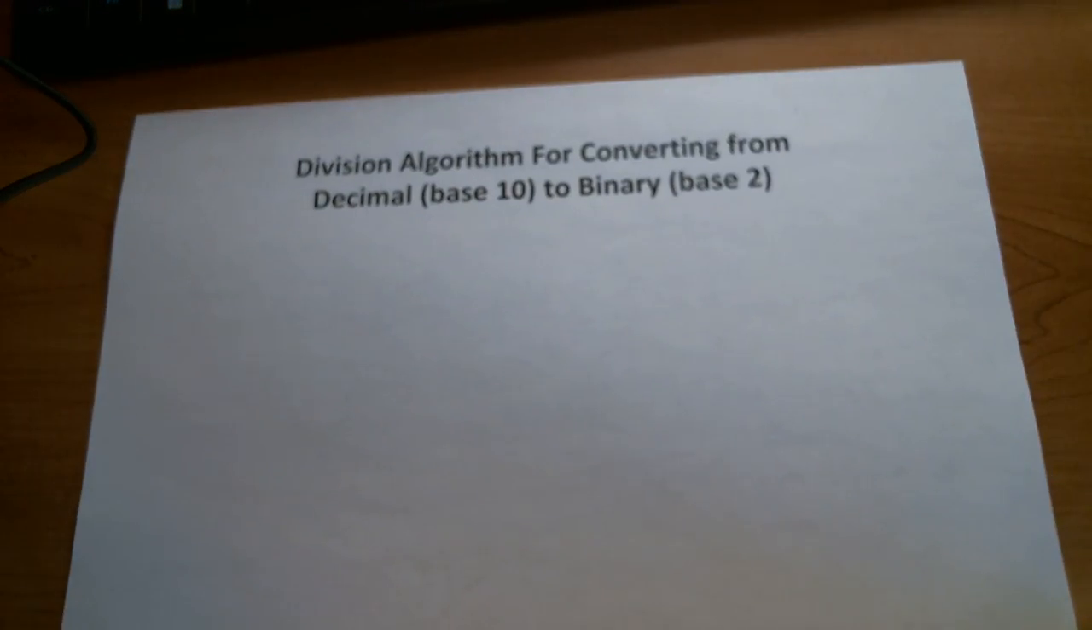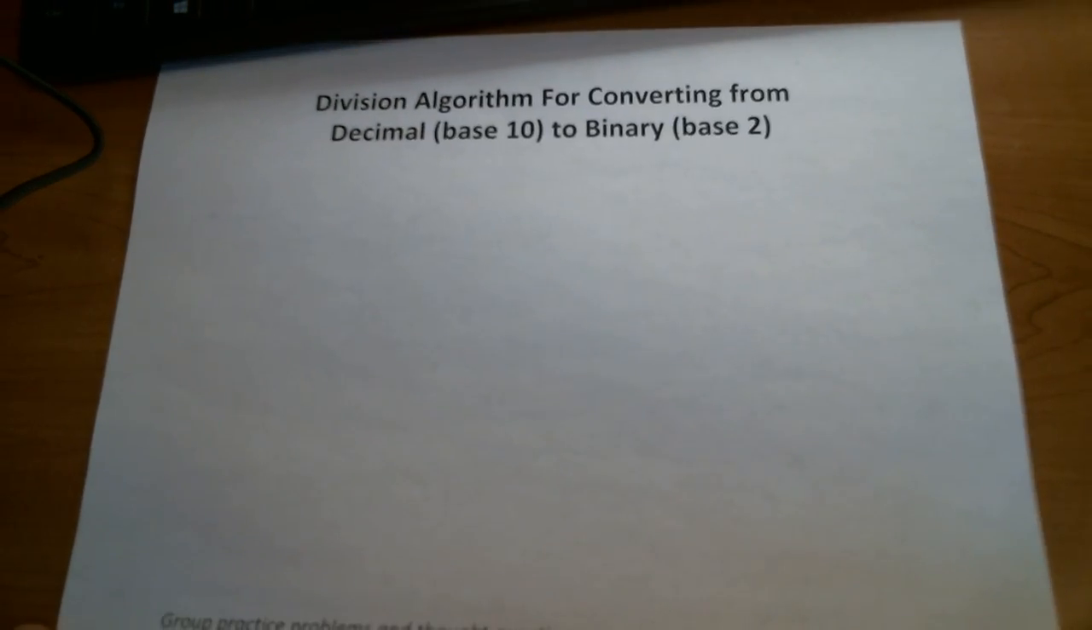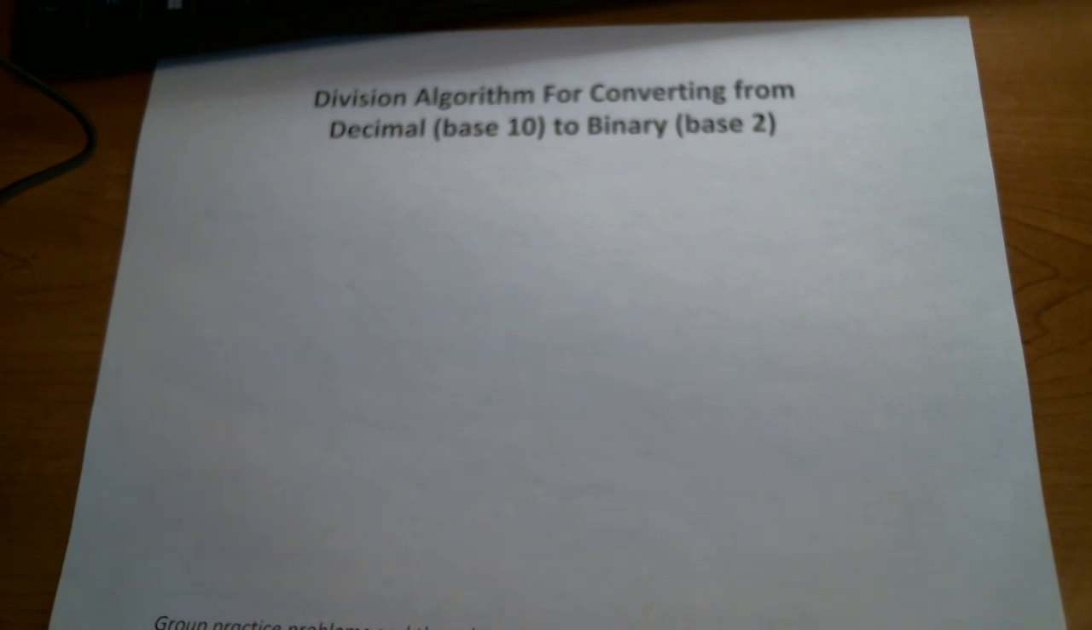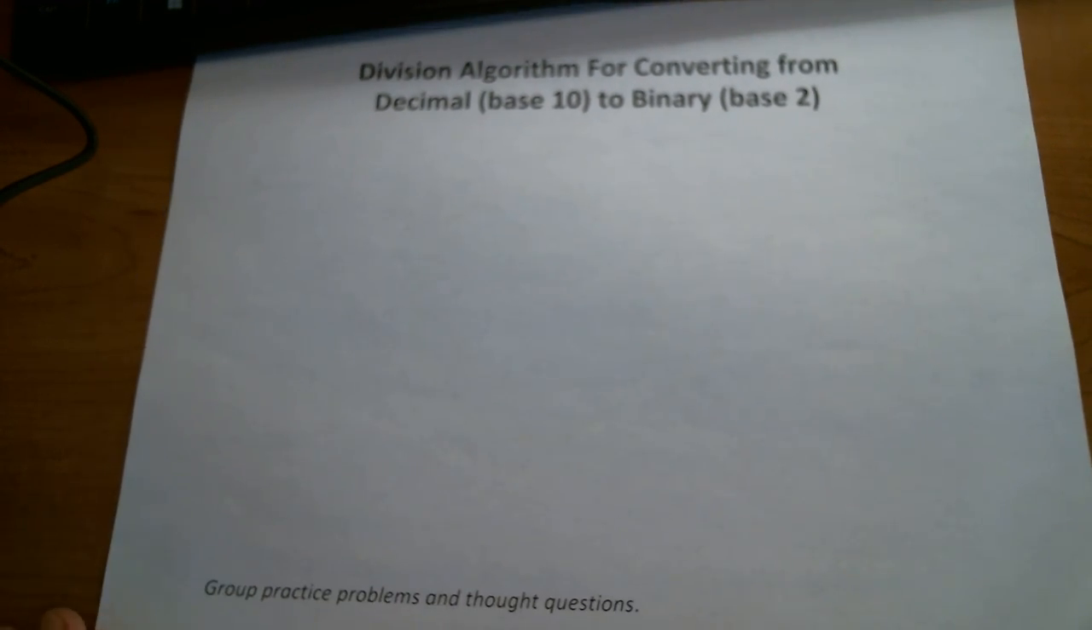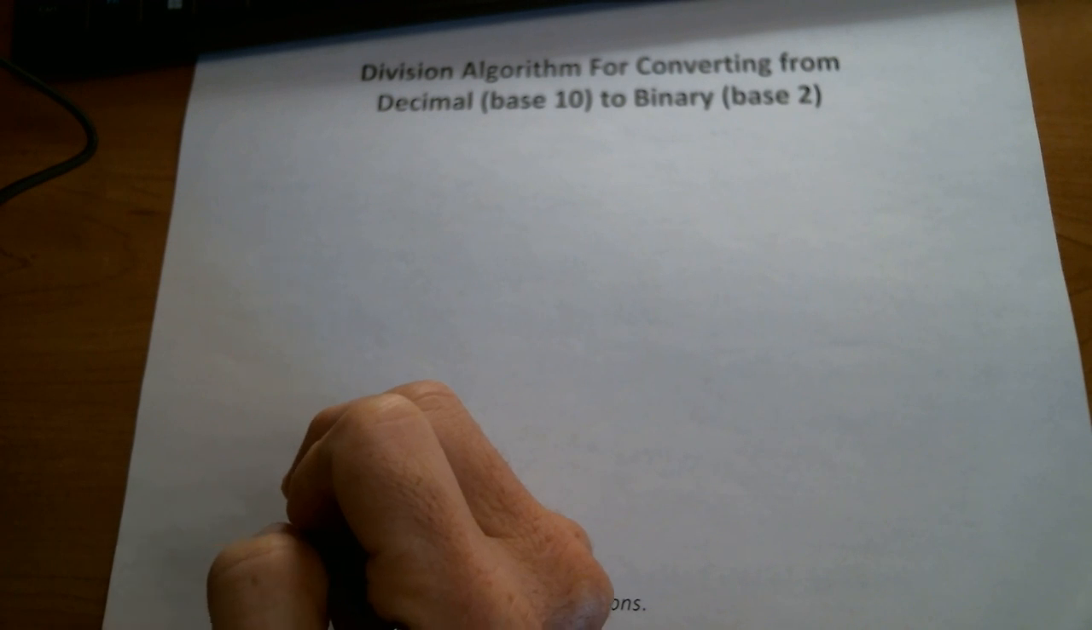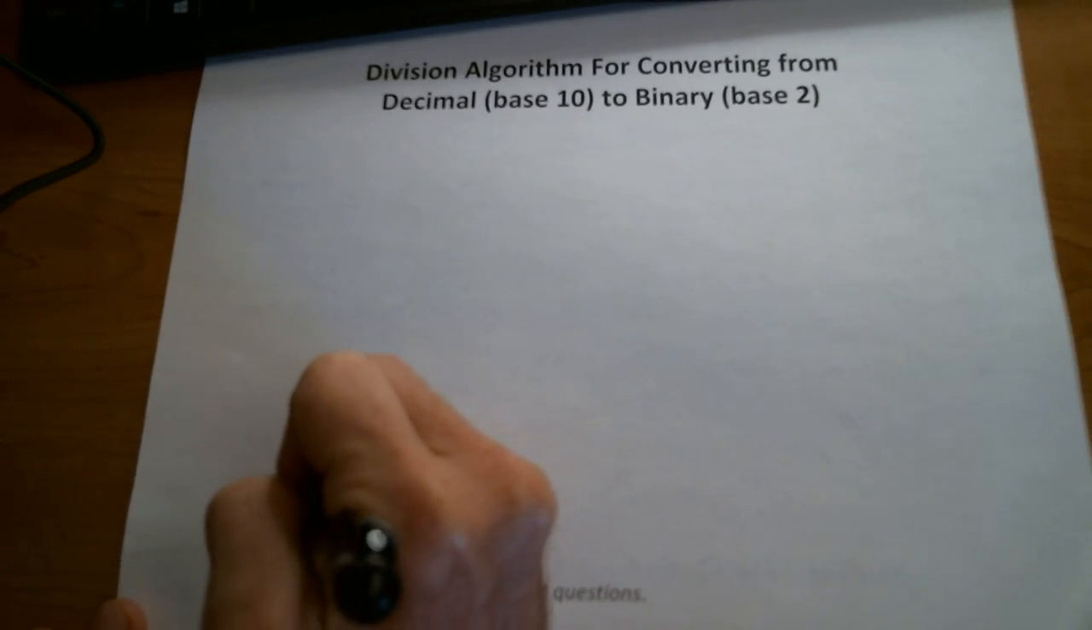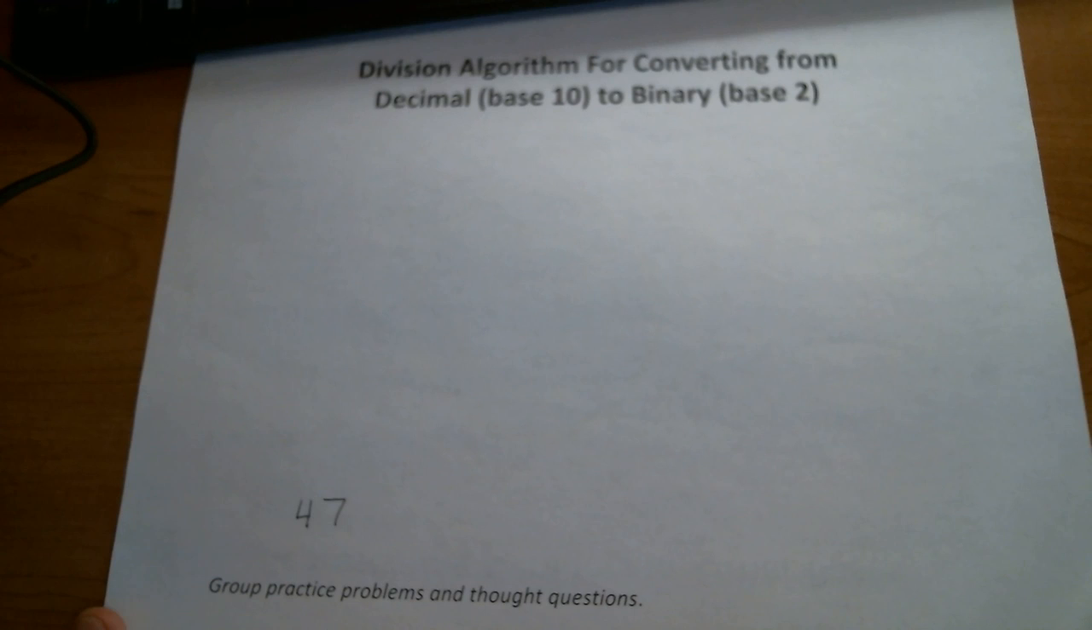Let's talk about the other approach, the division algorithm. It's going to reach the same result. It's just going to get us there a slightly different way. To prove that, let's use the same exact number. So I'm going to start with 47.